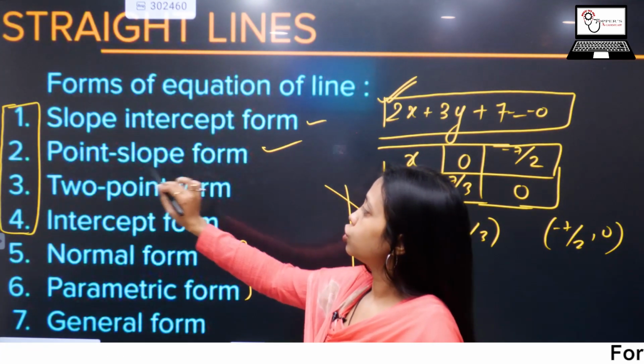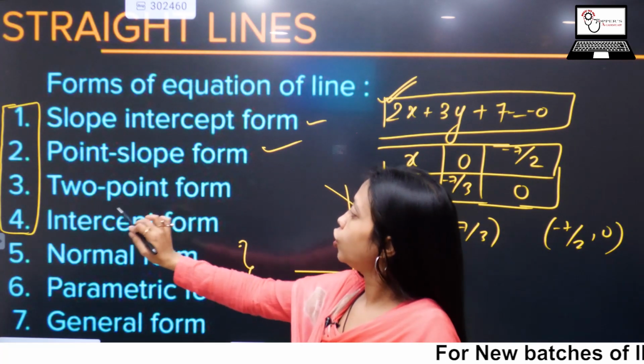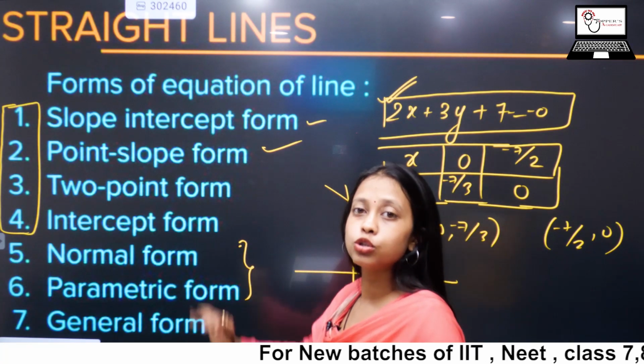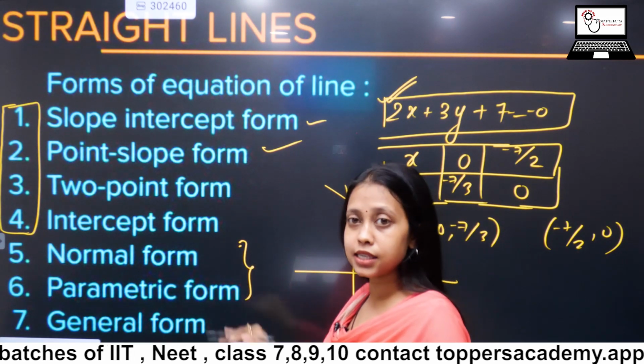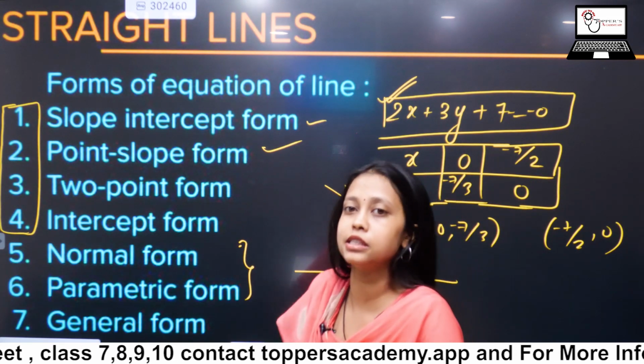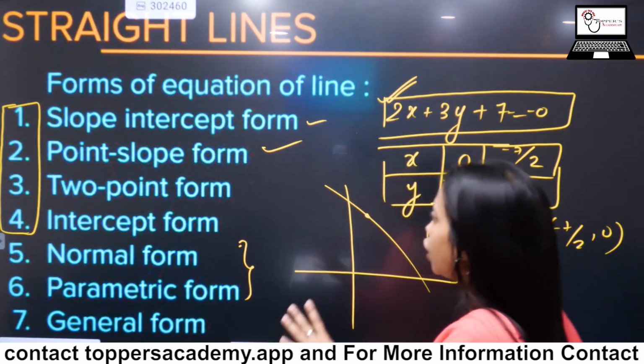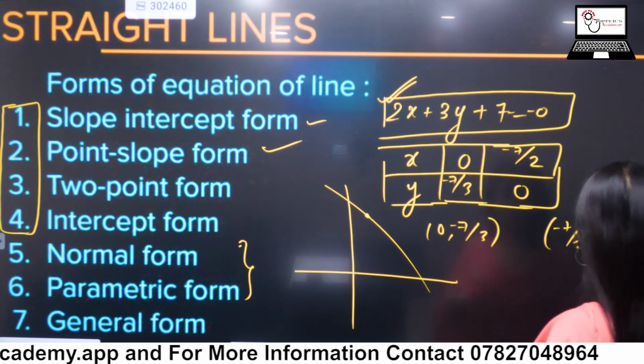Slope-intercept form, point-slope form, 2-point form, and intercept form. So these 4 forms we are going to discuss. The last 3 we are not going to discuss in today's lecture. We will do that in the next lecture. Okay, so let's start with the slope-intercept form.